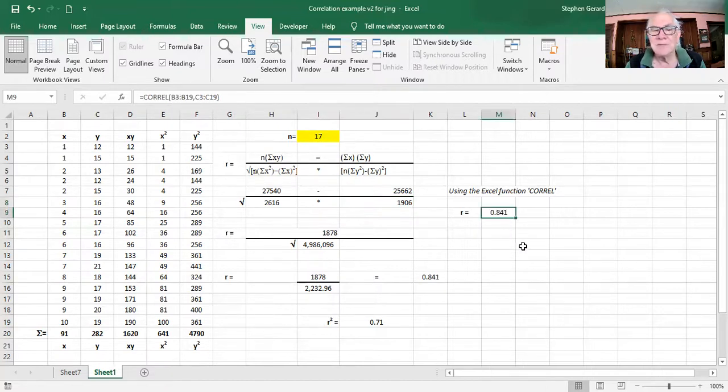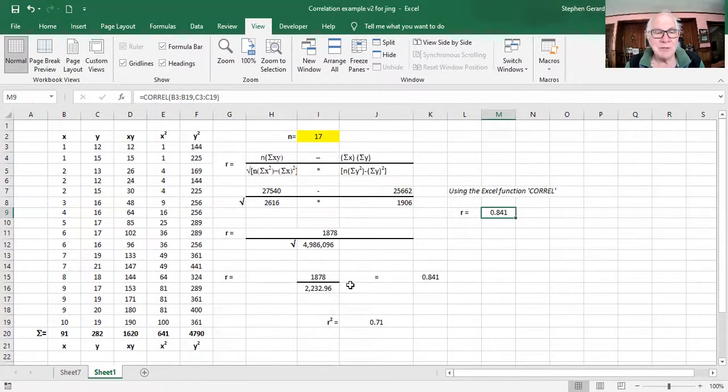Over here, what I did, as I said, was use the Correl formula for B3 through B19 and C3 to C19. So I put the range for the x's, the range for the y's, and said, find the correlation of it. It says 0.841. You can do this either way. It's up to you. However, having done that, this is how I would go about doing it if I were doing it more manually.